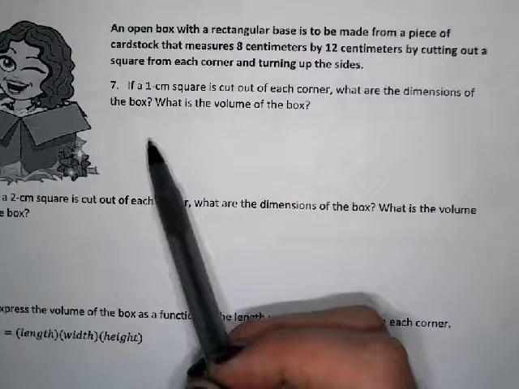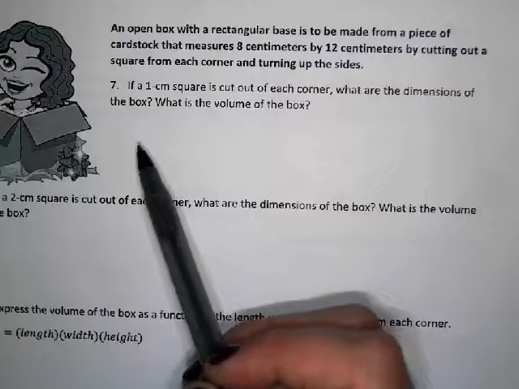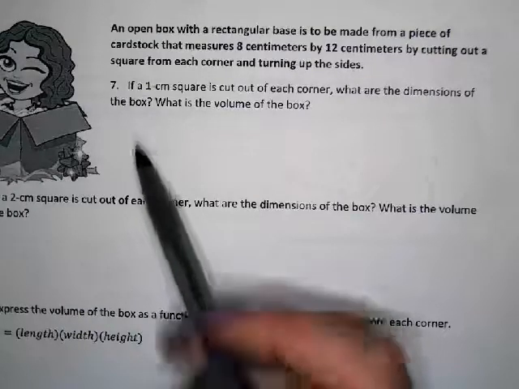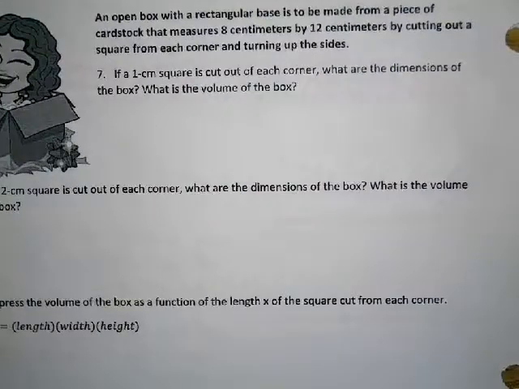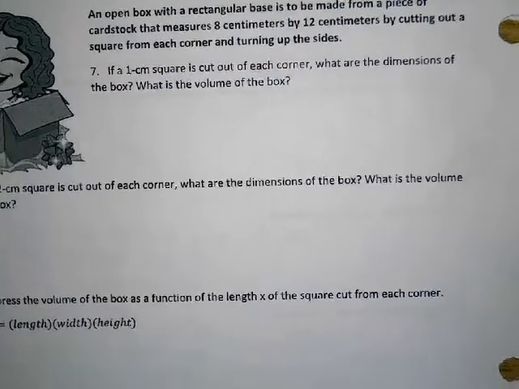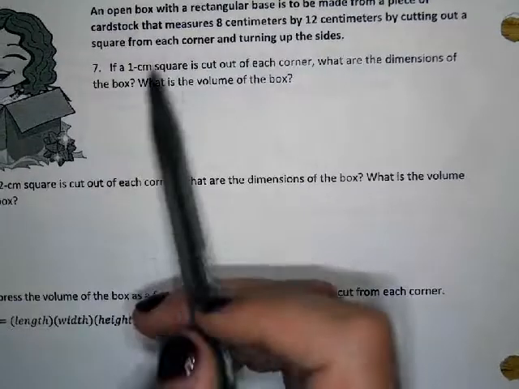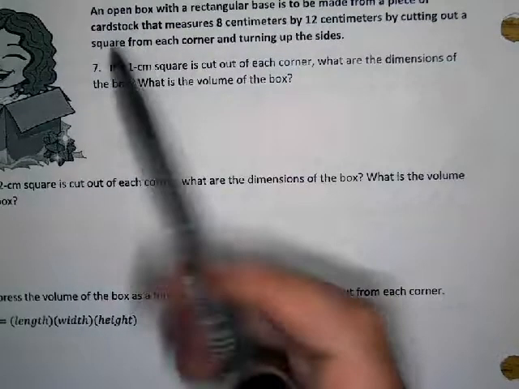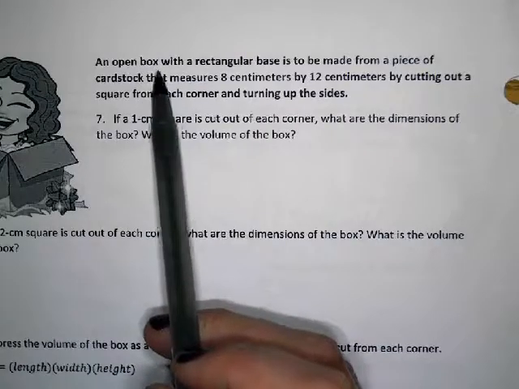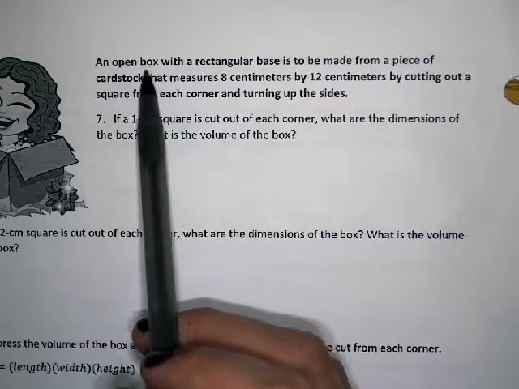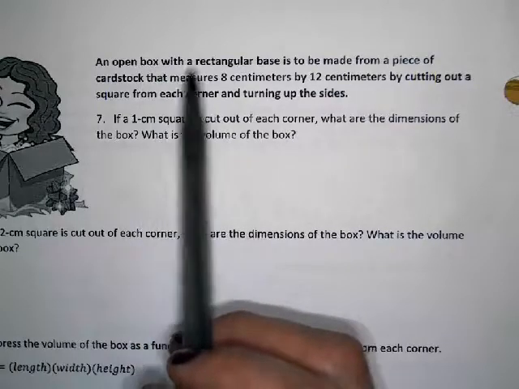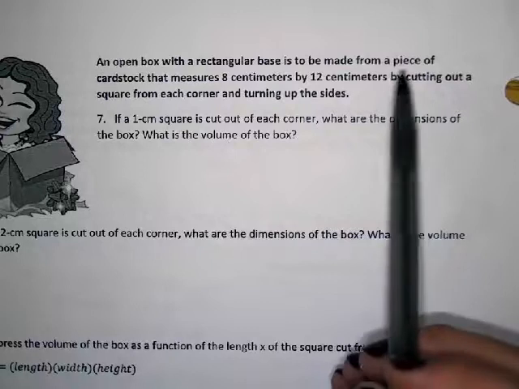All right. It says an open box. Are you guys ready? An open box with a rectangular base is to be made from a piece of cardstock that measures 8 centimeters by 12 centimeters. And the way they make this box is they cut out a square from each corner and they turn up the sides.